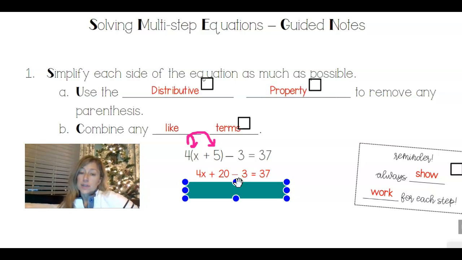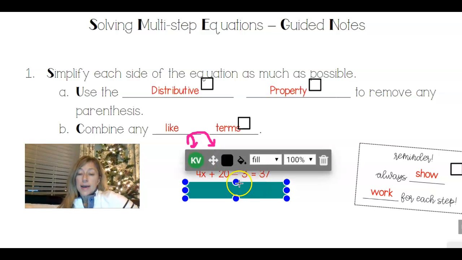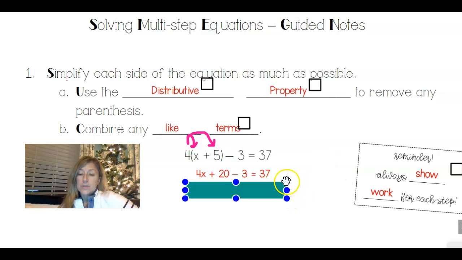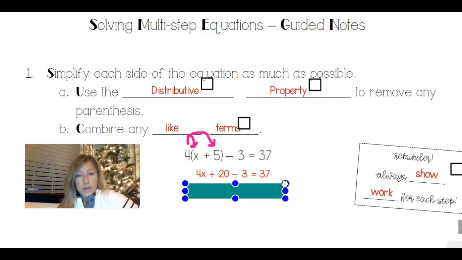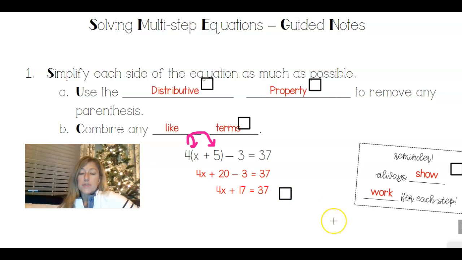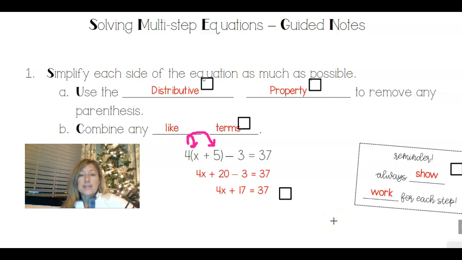So your first step should say 4x plus 20. Then you rewrite everything else that you haven't used. And I bet you can see that there are some like terms there, right? I know that 20 and 3, negative 3 actually, are like terms because they're both constant. So I can combine those. And 20 minus 3 is 17. So my simplified version is 4x plus 17 equals 37.